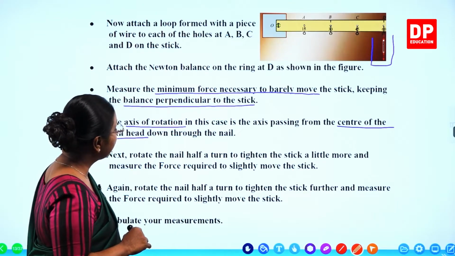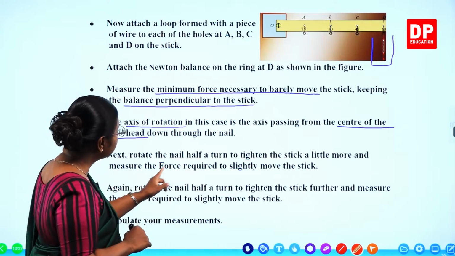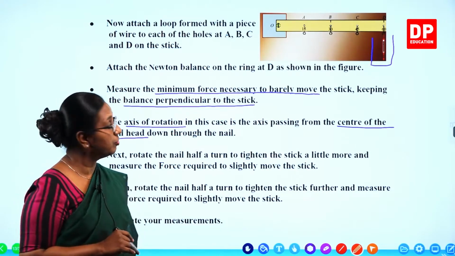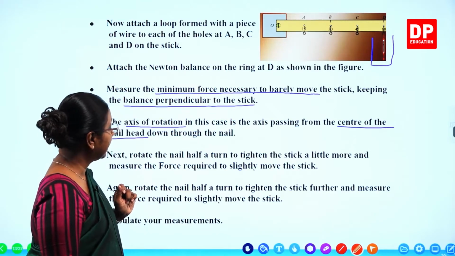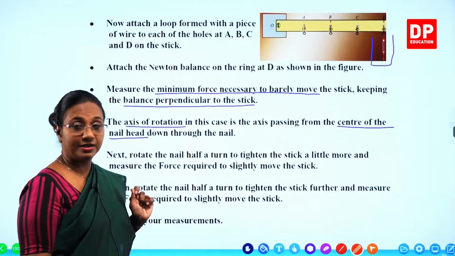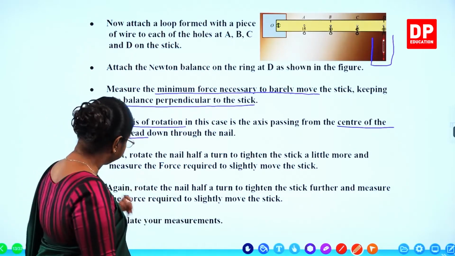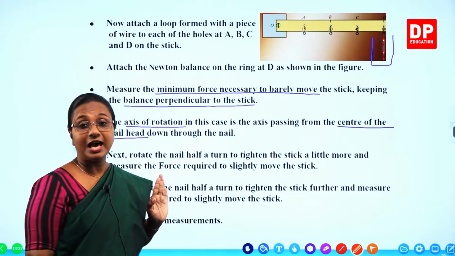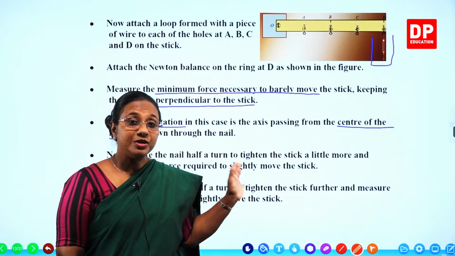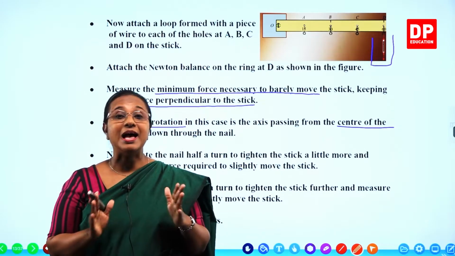Next, rotate the nail half a turn to tighten the stick a little more and measure the force required to slightly move the stick. So we repeat the activity. Again, rotate the nail half a turn to tighten the stick further and measure the force required to slightly move the stick. Tabulate your measurements. So that is what we have to do now, students. I am sure you know how to do this activity now. So we will go to the lab and do the activity.